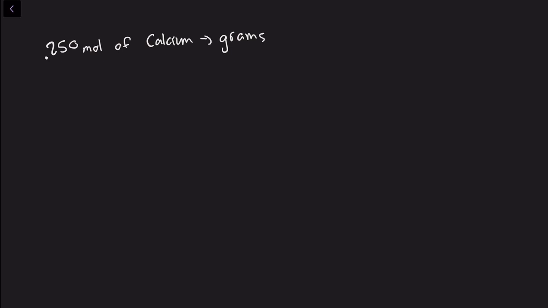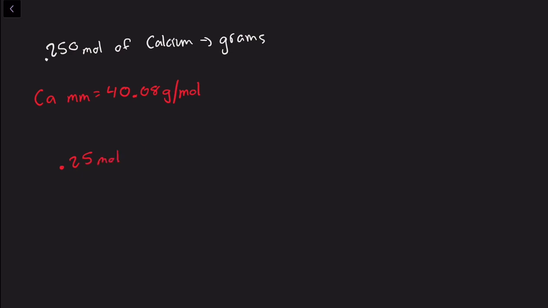We're given 0.25 moles of calcium and we want to convert it to grams of calcium. So we're going to do the same thing that we did before. We're going to find the molar mass of calcium, which comes out to be 40.08 grams per mole. So in 1 mole of calcium, we have 40.08 grams. Now we're going to set up our conversion factor. So we're going to look at our starting amount, 0.25 moles of calcium, and we want to figure out how can we cancel moles, leaving us with only grams.